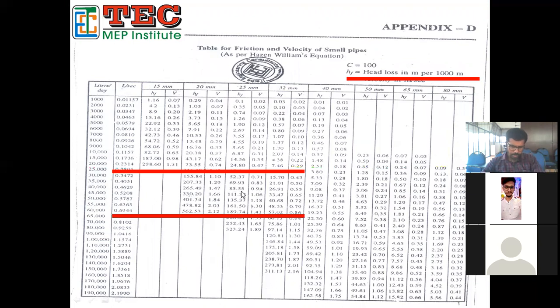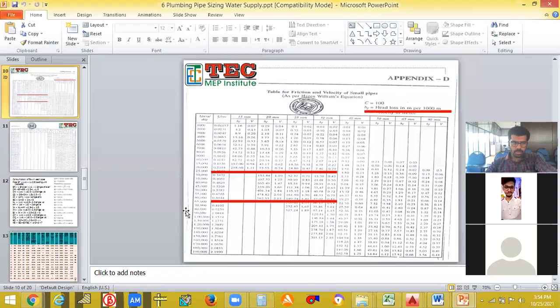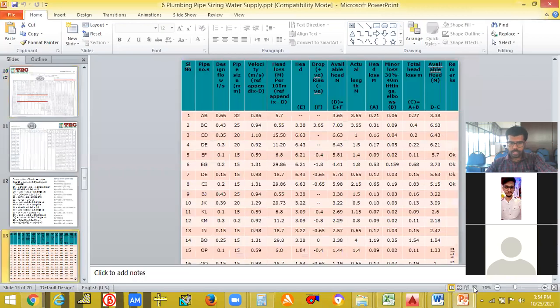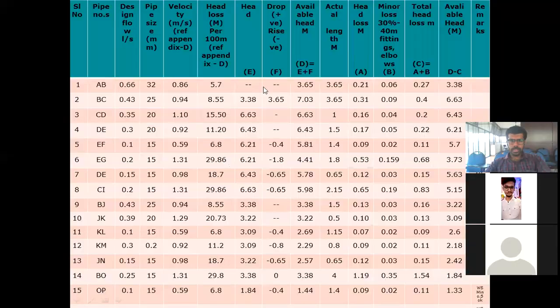85.55 and 0.94, correct? It is per 1000 meter, okay? So what have they written? 0.94 and 8.55. You can write 85.55 or 8.55. If you are writing 85.55, you have to write here per 1000 mm. Okay.